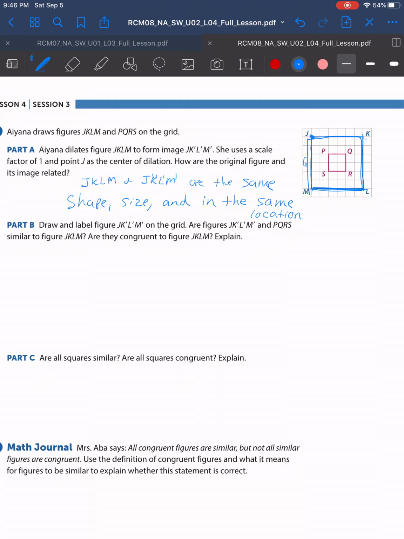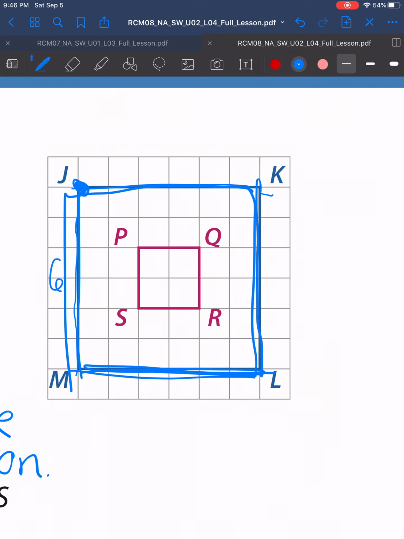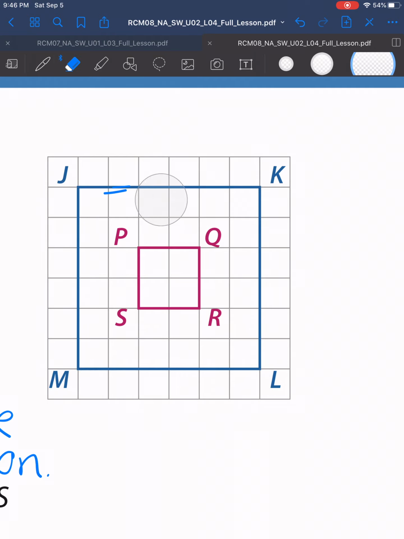Draw and label JKLM prime on the grid. Are JKLM prime and PQRS similar to JKLM? Are they congruent to JKLM? Okay, so remember, congruent would mean that they're the exact same shape and size. So are they congruent? No. But are they similar? I really don't have to worry about JKLM prime because JKLM prime is literally the same thing as JKLM. So basically I'm going to ask myself, are PQRS and JKLM, are they congruent or similar?